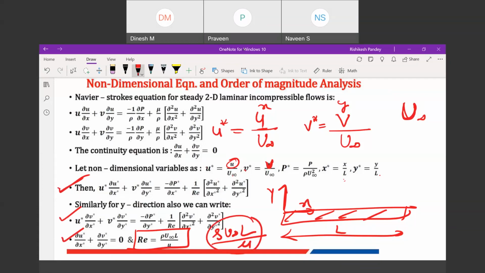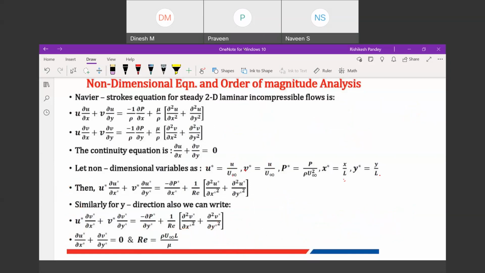In case of flow in a pipe, the Reynolds number is rho u infinity multiplied by diameter divided by mu. There it is the diameter of the pipe. Here, this particular thing is the length of the flat plate. So here you don't have to note anything. You don't have to remember anything actually. You just have to notice that the Reynolds number is defined like this.